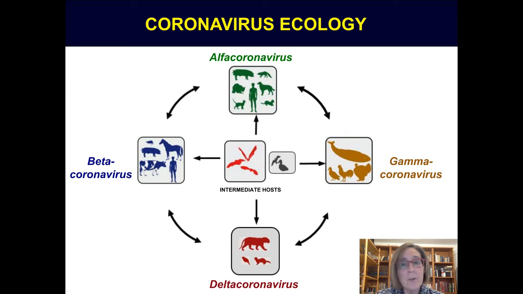From bats, coronaviruses cross the species barrier, first to intermediate hosts and then to humans, and may become a pandemic. The presence of coronaviruses in ubiquitous animal reservoirs makes the possibility of new pandemics in the future a realistic option.